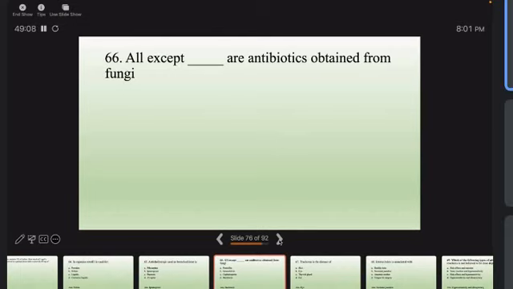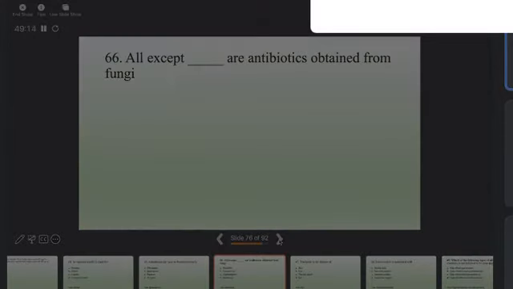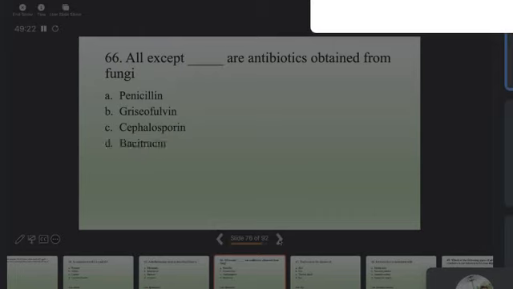All except dash are antibiotics obtained from fungi. Your options are penicillin, griseofulvin, cephalosporin, bacitracin.